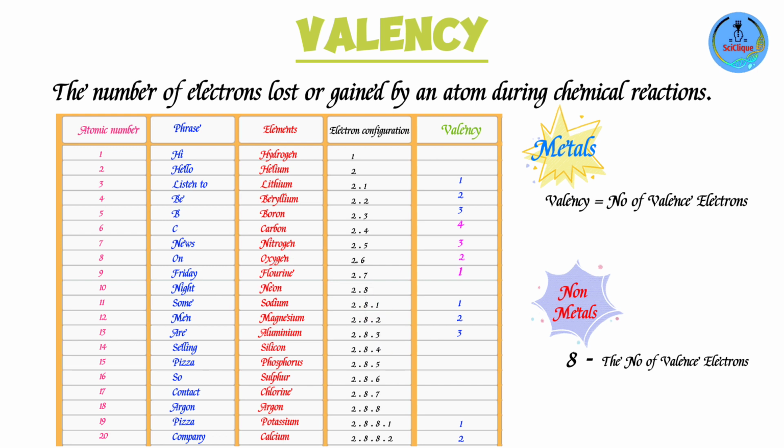Now, there are two exceptions to this rule. Number one has to do with hydrogen. Even though hydrogen is a non-metal, we are not going to subtract 1 from 8. We're just going to leave it at that. So the valency of hydrogen is 1.